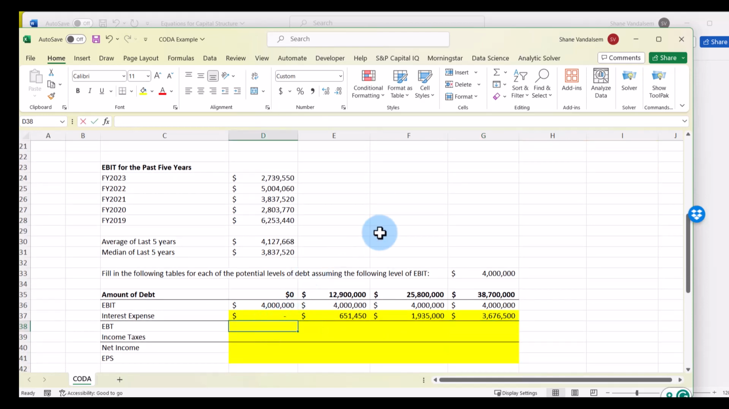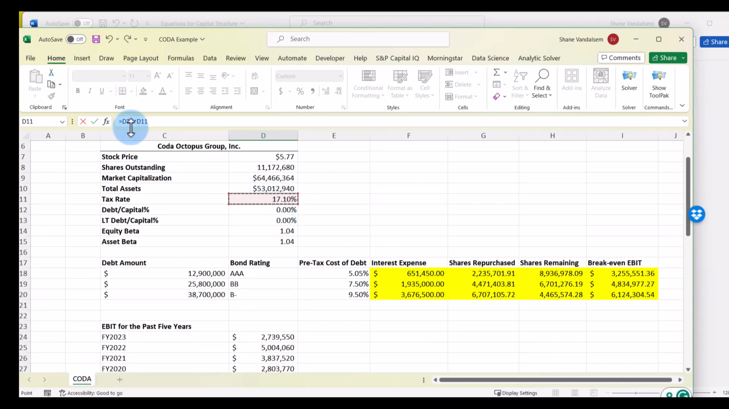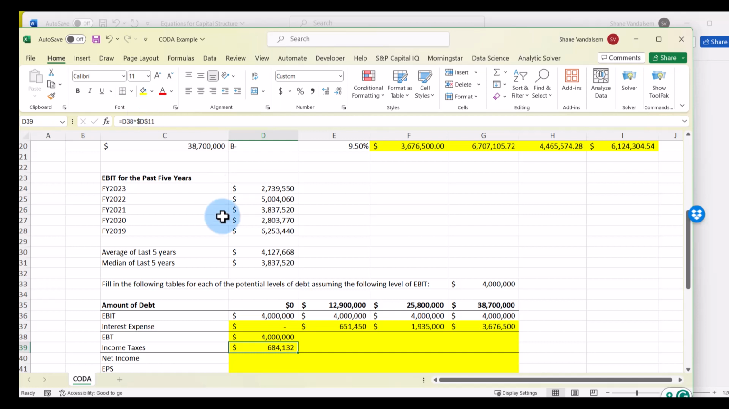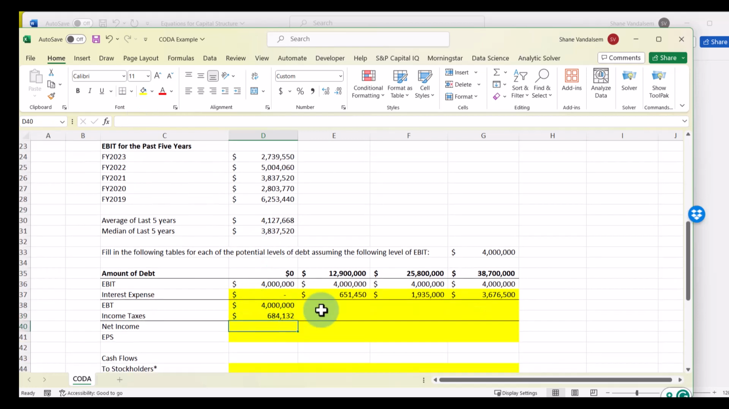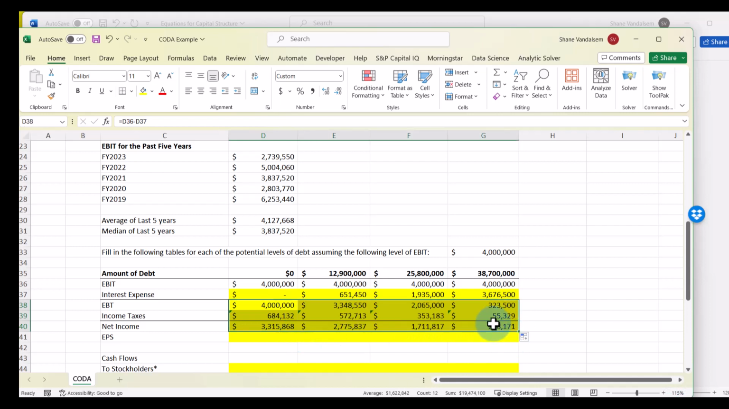Our earnings before taxes then are equal to the EBIT minus the interest expense. Our income taxes are equal to the tax rate multiplied by that EBT. So I'm going to put in equals the EBT multiplied by the tax rate. I'm going to lock that tax rate into place. And then I'm going to go down here and calculate the net income. Then I'm going to pull that all across. So the net income is equal to the earnings before taxes minus the income taxes. And now I'm going to pull this across.